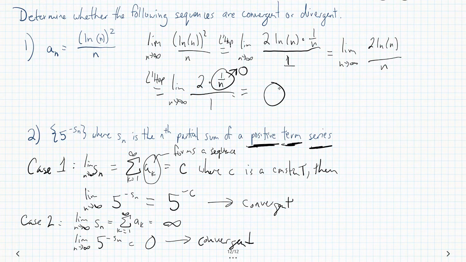But in either case, these are convergent. So the fact that you have a positive term series, this whole thing converges. Now, we don't know if it converges to 5 to the negative c, or another way, you could write that as 1 over 5 to the c, or it could converge to 0. So either one, you're going to get something convergent.